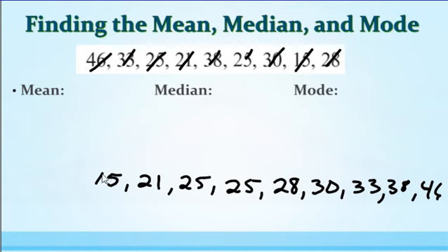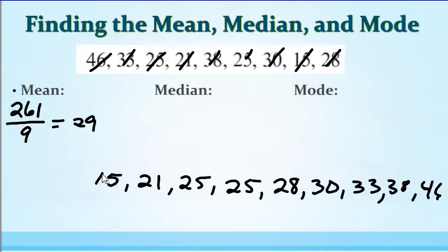Now let's find the mean, the average. So let's add them all up. So 15 plus 21 plus 25 plus 25 plus 28 plus 30 plus 33 plus 38 plus 46. That gives us a total of 261, and we have 1, 2, 3, 4, 5, 6, 7, 8, 9 numbers, so we divide that by 9, and we get 29. So the average, the mean, is 29.